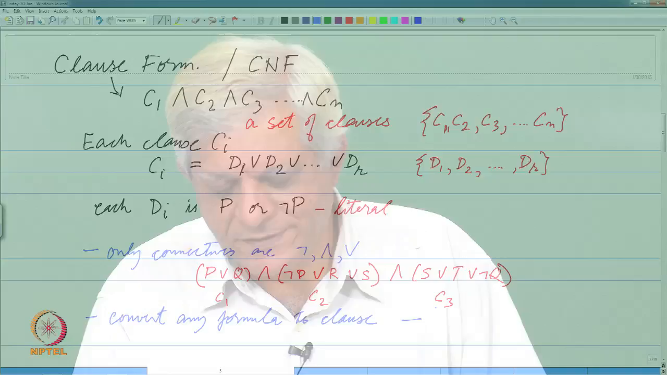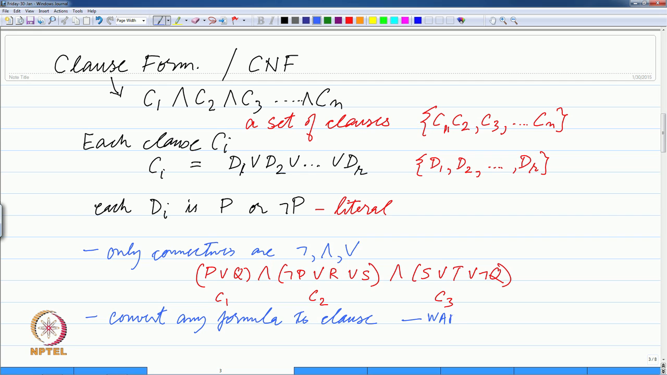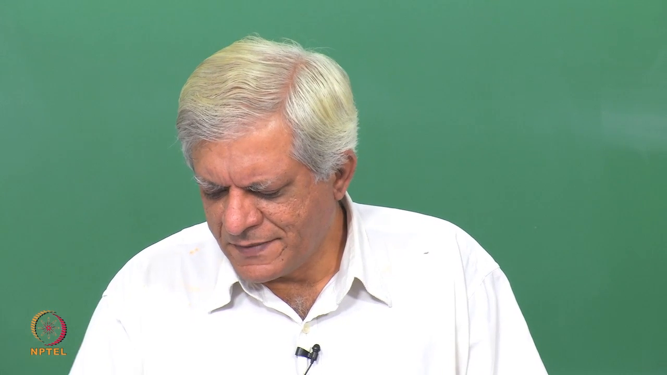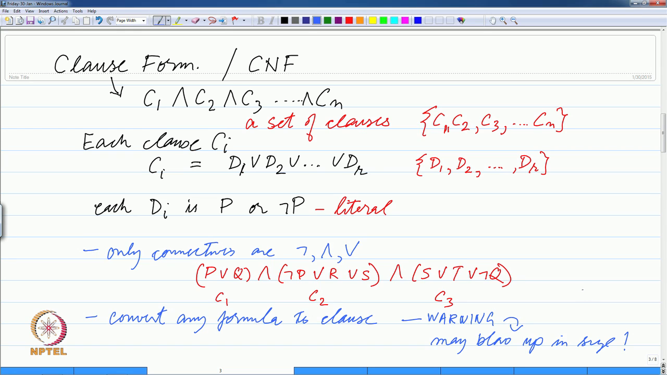Now, this comes with a warning. It may blow up essentially. A formula, when you convert it into CNF form, could possibly blow up in length. So, as an example, if you were to try to simply expand a formula like P is equivalent to Q, you will see that it will have 3 or 4 connectives which will come into place.